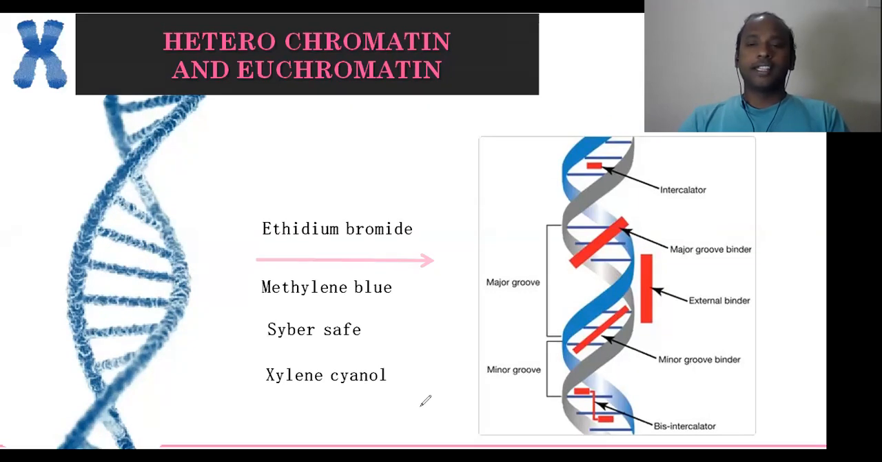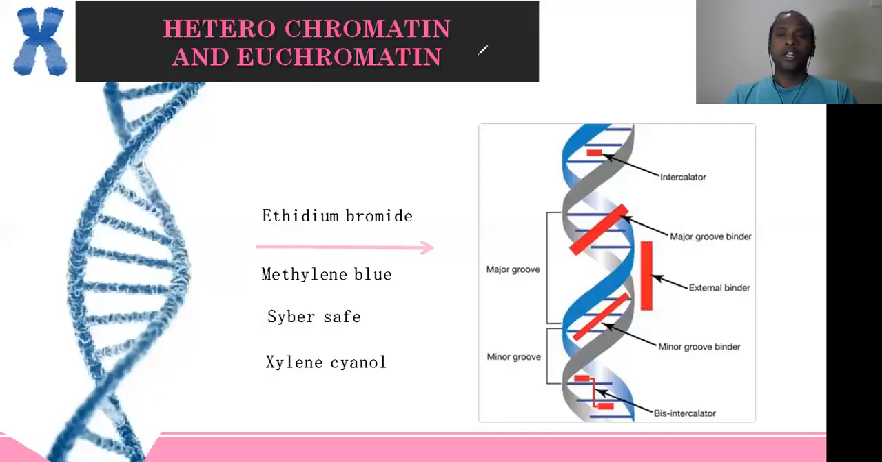So this is what you see. Certain dyes will go and bind in between the bases. We call these intercalators, right? Certain dyes will also bind in the major groove of the DNA.